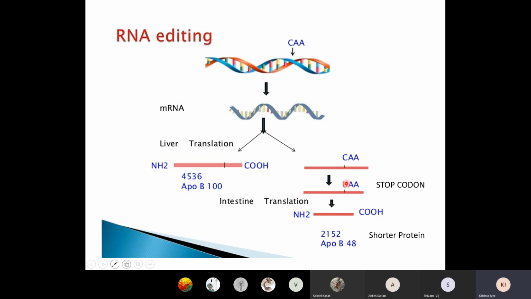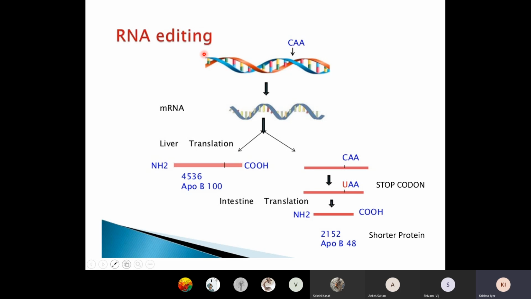Now this type of editing, as it is called, where in this cell a specific change is occurring at the molecular level, where a C in the RNA is being converted to a U. And how is this done? By oxidative deamination. Such phenomena where RNA is edited to make a different protein is referred to as RNA editing.